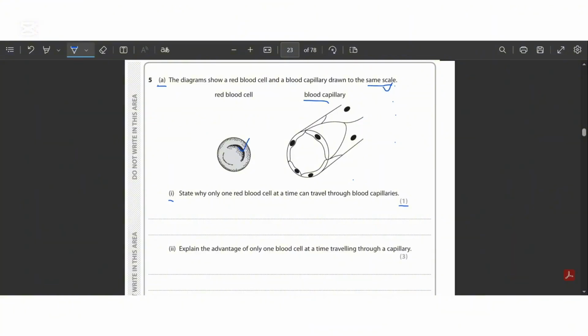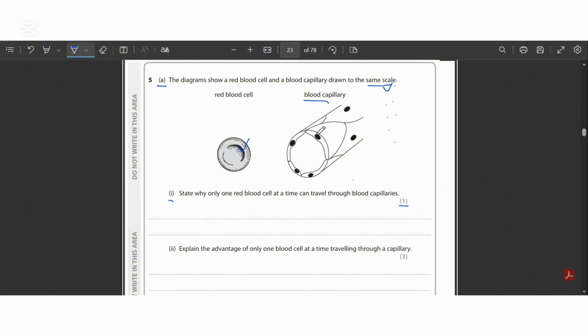Since they have spoken about the blood capillary, let's know in a more detailed way about the capillary. The blood capillary is basically the smallest type of blood vessel among all the types of blood vessels present. Their function is that they carry blood through organs, bringing the blood close to every cell in the organs so that substances are transferred between the blood in the capillary and the cells very efficiently.